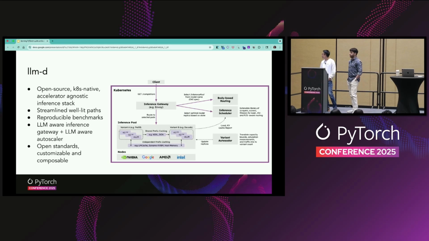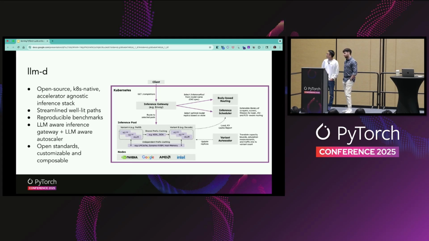And on the bottom right, we introduce what we call the variant autoscaler, which works seamlessly with the inference scheduler and the inference pool. It takes signals from those components and works seamlessly with the Kubernetes horizontal pod autoscaler to scale your inference pool.